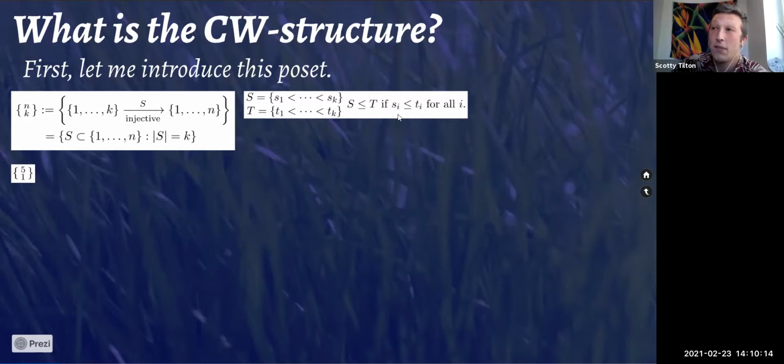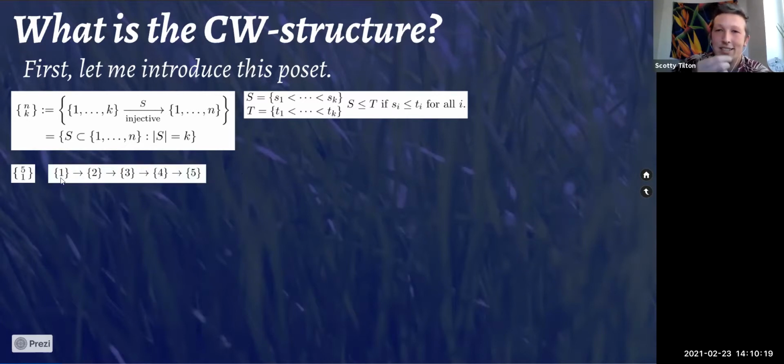So in the set 5, choose 1, this would be the partial order. The set 1 is less than the set 2, is less than the set 3, is less than the set 4, is less than the set 5.